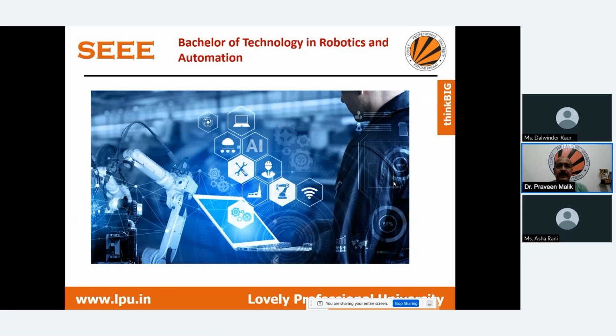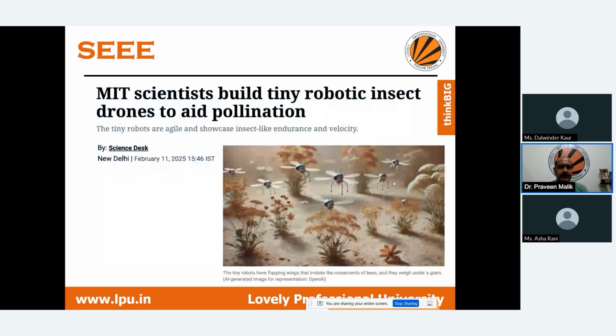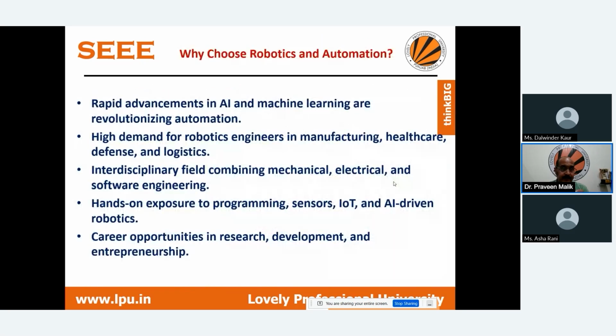Okay, now the most important part is the BTech in robotics and automation. BTech in robotics and automation is the most demanding branch as of now. As you might have seen in the video, Elon Musk was saying that by 2040 robots will outnumber humans. Now, why should you choose robotics and automation?